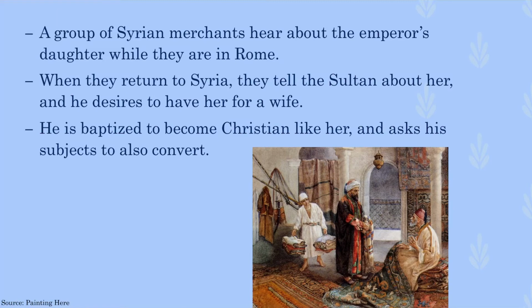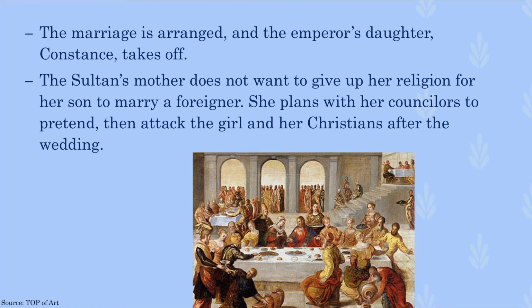A group of Syrian merchants hear about the emperor's daughter while they're in Rome. When they return to Syria, they tell the Sultan about her, and he desires to have her for a wife. He is baptized to become a Christian just like her and asks his subjects to also convert. The marriage is arranged and the emperor's daughter, Constance, takes off. The Sultan's mother does not want to give up her religion for her son to marry a foreigner. She plans with the councillors to pretend, then attack the girl and her Christians after the wedding.